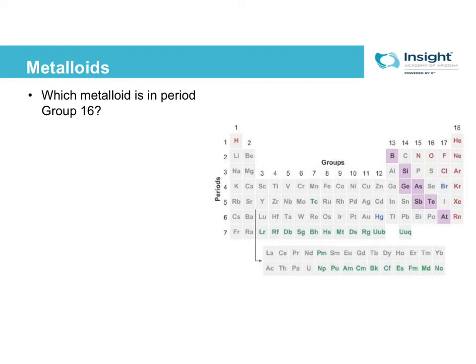A really simple sort of question will be something like, which metalloid is in group 16? Alright, so you go to your purple ones and you go down group 16 and you find that tellurium is the only one that's in group 16. Alright, but those are your metalloids. Use that color-coded table to your advantage, especially for simple questions like this one.